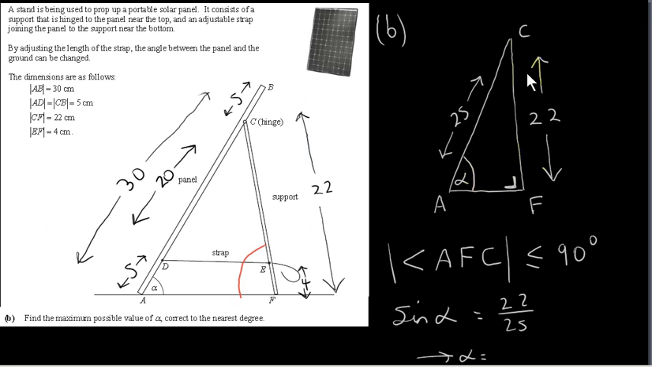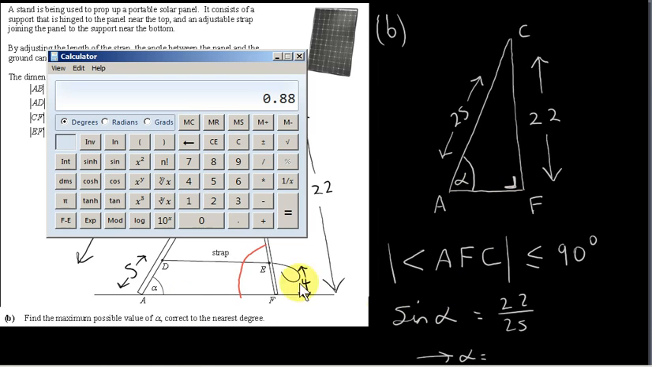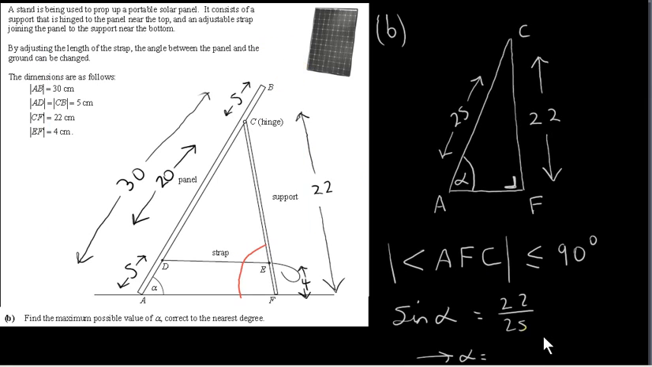So we see that the sine of alpha in this right angle triangle is opposite over hypotenuse. We can use our trigonometric ratios here because we're dealing with a right angle triangle. So we have to get 22 over 25, which is 0.88, get the inverse sine of it. To the nearest degree, this is 62 degrees. Notice here that when alpha is 62 degrees, the distance of C above the ground is 22 centimeters. This is the maximum distance of C above the ground, this distance here.